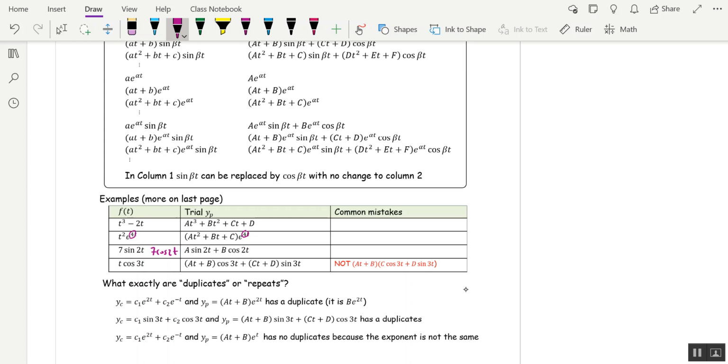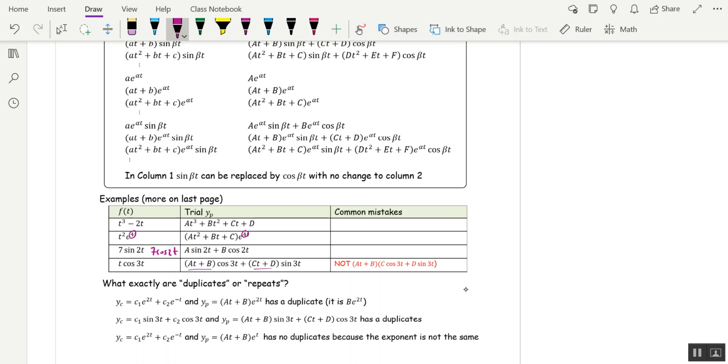If you have a polynomial times a cosine, you're going to need a generic linear polynomial, at plus b, times a cosine, and then a generic linear polynomial times sine. One common mistake is to try and write that like this, and you cannot. So you cannot write at plus b and then times c cos 3t plus d sine 3t. You have to write it in the way I've given it to you.